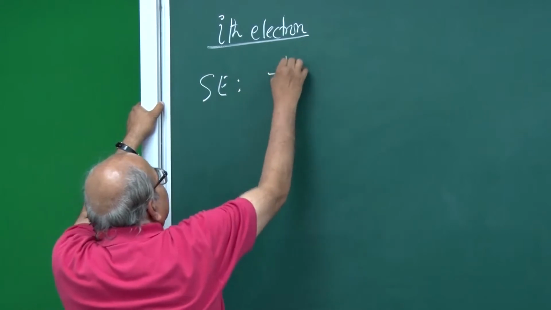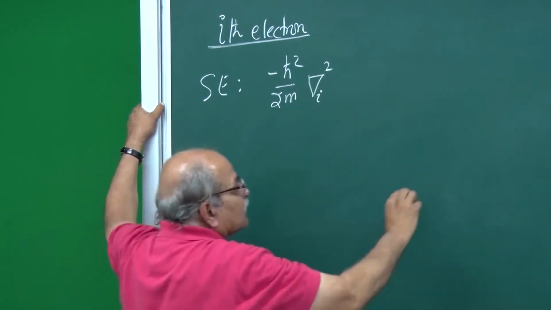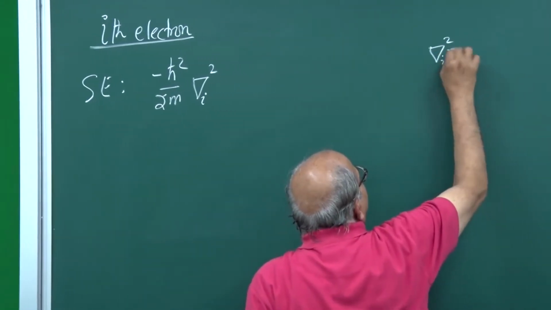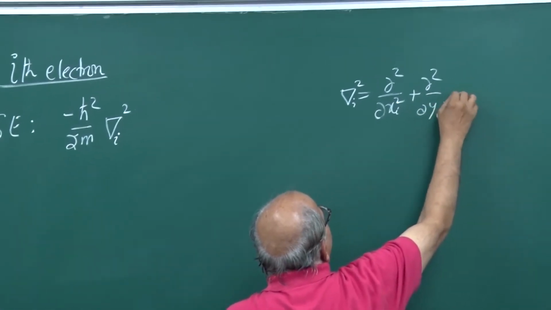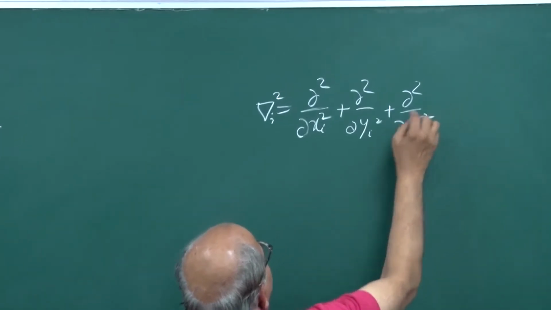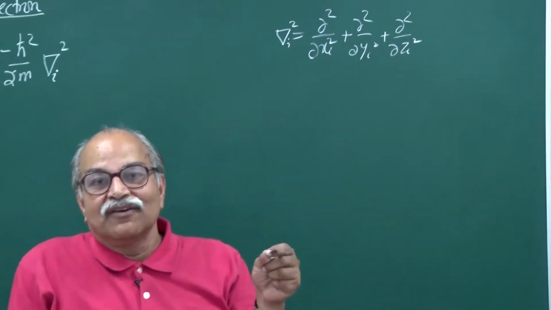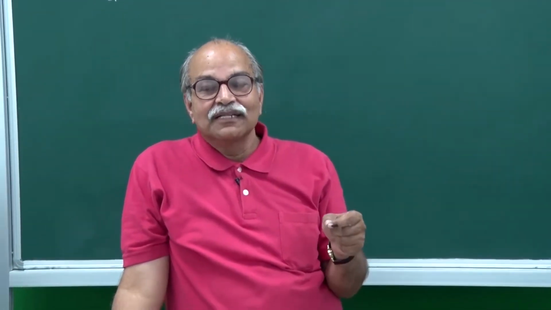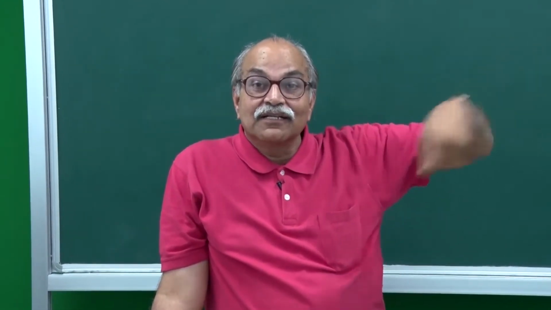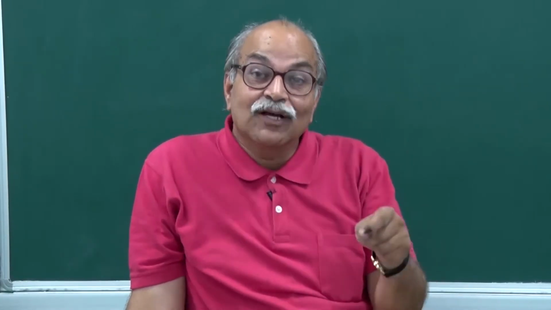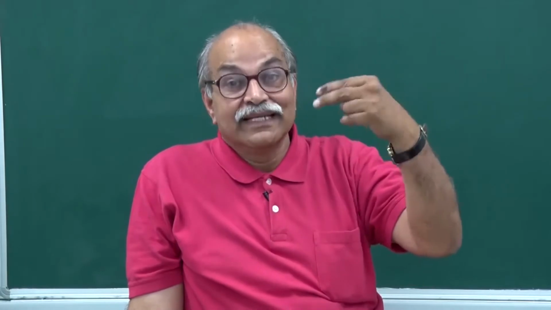It will be minus h cross square over 2m del square, but this time this del square means del 2 del xi square, del 2 del yi square, and so on. It is the ith electron. Its coordinate is described as xi, yi, zi. These differentiations are to be done with respect to those coordinates. If I am talking of some other electron, the jth electron, that position vector will be described by some xj, yj, zj. So for that, if I am writing the equation, this del square will mean del 2 del xj square and so on.